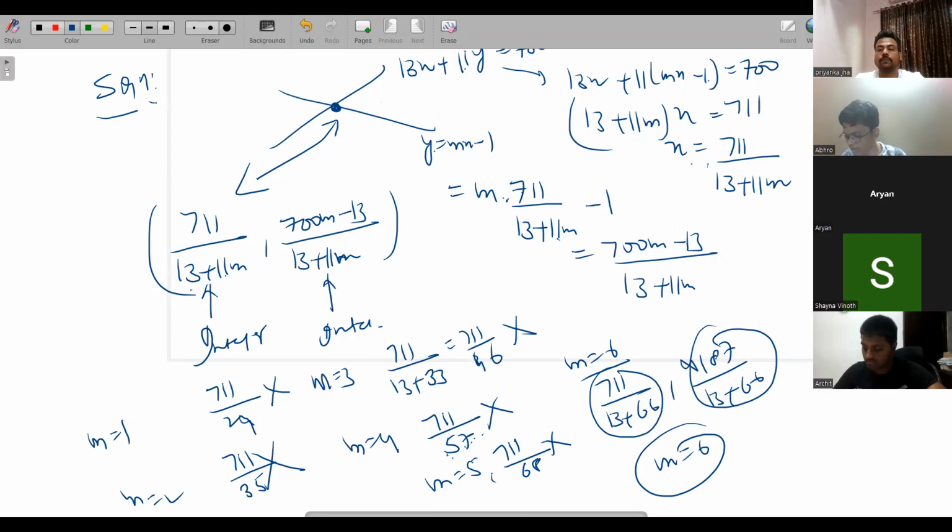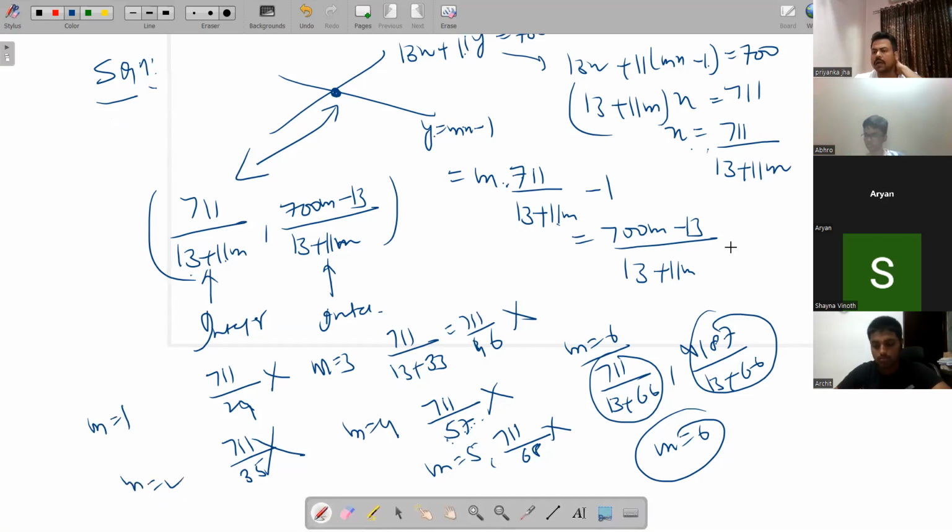Sir, these coordinates we got for the point of intersection, x and y, if we put them in 13x plus 11y equal to 700, then won't the value of m come? How will it come from that? That is a different thing. Both have to be integers; they are not equal. The question does not say that the x and y values are the same. You can substitute these values into the equations, but you will get 0, because you got these values from these equations only. Okay.